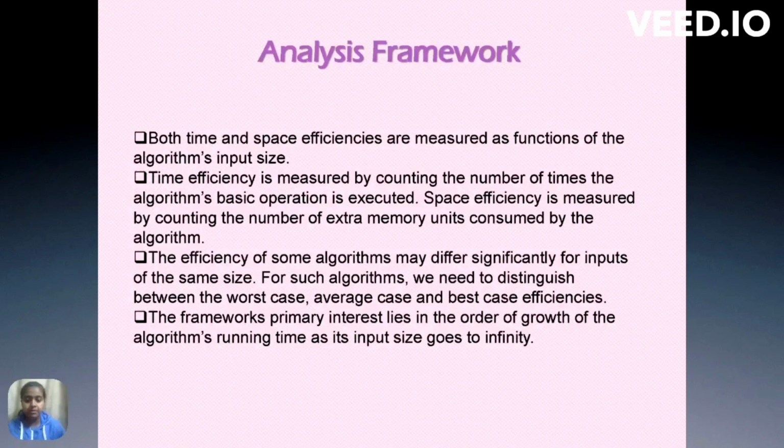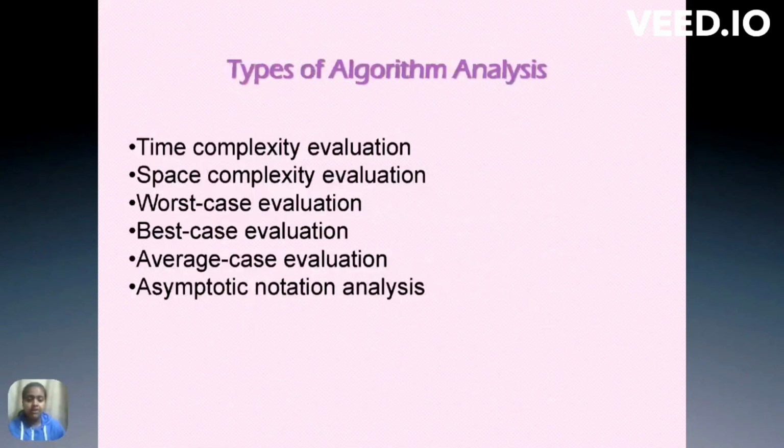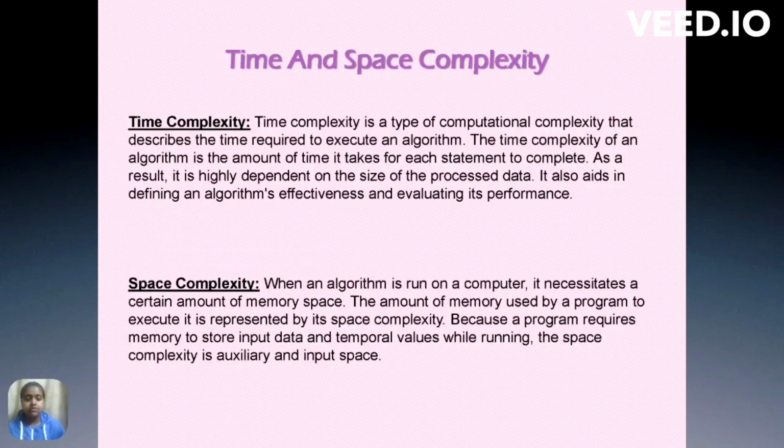Types of algorithm analysis: we have time complexity evaluation, space complexity evaluation, worst case, best case, and average case evaluation, asymptotic notation analysis. First, we will see time and space complexity.